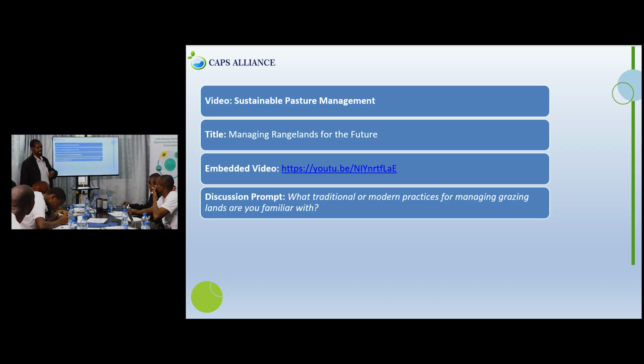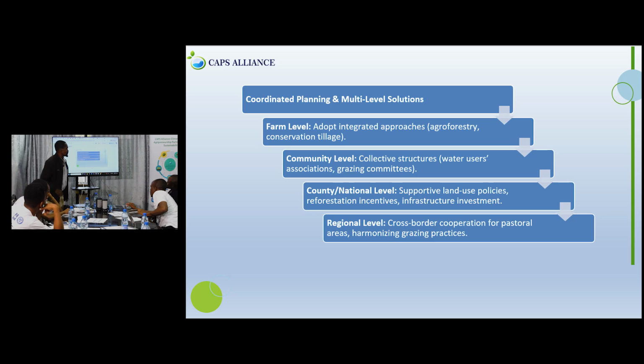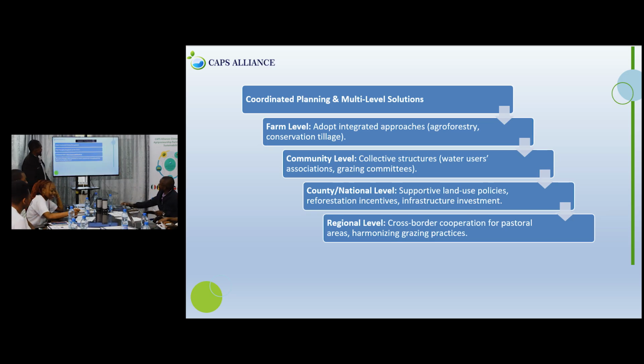Sustainable pasture management. Okay? You need to manage rangeland for treatment. They have to look at the video so that we can discuss. Now, coordinated planning and multi-level solutions. Adopt integrated approaches, such as when you are planting crops, you also include trees that you can harvest. Intercropping, okay? You can have intercropping as well.